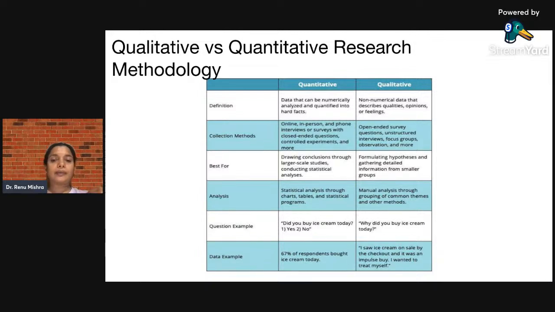Qualitative responses would be like, because I saw a sale or I liked that flavor of ice cream, so I wanted to treat myself. That's the reason they gave you when you ask them the qualitative question. So this is the major thing. If any of you are reviewing literature papers related to your study, you can very well understand just by looking at the data whether it's a quantitative research or a qualitative research.